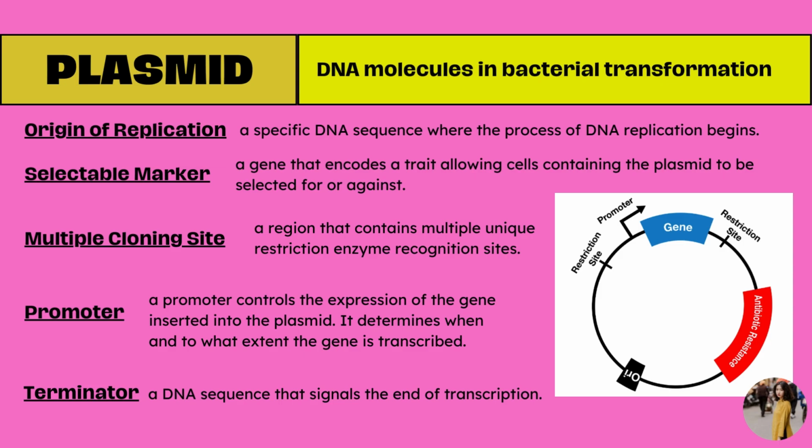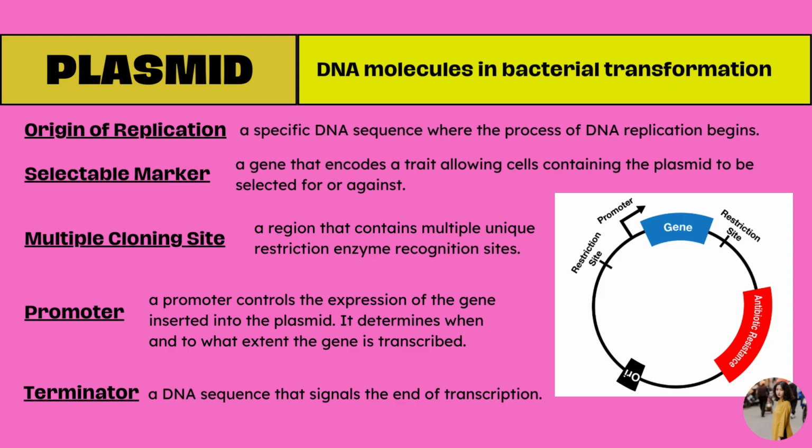Next, we have the selectable marker, which is a gene that encodes a trait allowing the cells that contain the plasmid to be selected for or against. And we have the multiple cloning site, MCS, which is a region that contains multiple unique restriction enzyme recognition sites. It allows the insertion of foreign DNA into the plasmid. Each unique site corresponds to a specific restriction enzyme, facilitating the cloning process.